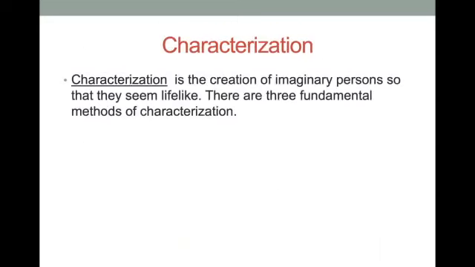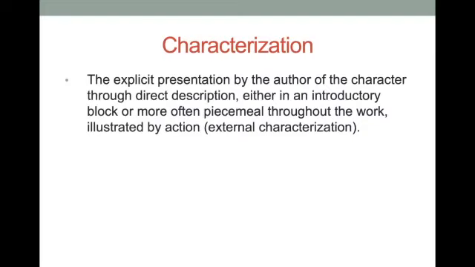So when we think of the characterization, now that we have the names of the characters, we know that they're being changed by the conflicts or the plot lines. When we look at characterization, that is the creation of an imaginary person so they seem lifelike to us. We want to be able to connect to this fictitious character. Now, there are three fundamental methods of characterization. So we have external characterization, and that would be the explicit presentation by the author of the character through a direct description. Either you get it in an introductory block with your setting. More often you're going to get it piecemeal throughout the work, and it's illustrated by the actions of the characters.